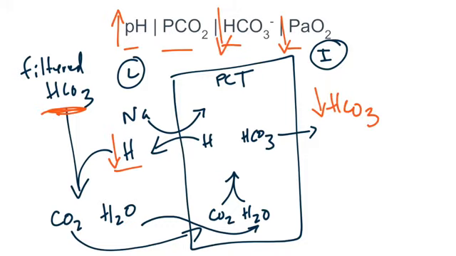So in summary, a patient with acute altitude sickness would have a high pH, a low PCO2, a low bicarb, and a low PaO2. A patient with chronic altitude sickness would have similar numbers, but the pH would be slightly more normal due to the increased excretion of bicarbonate, which means the bicarbonate would be even lower.